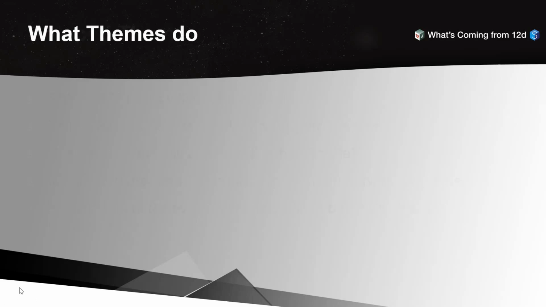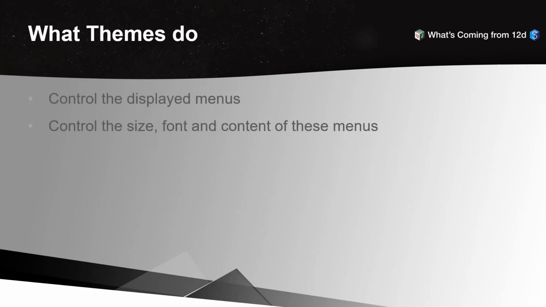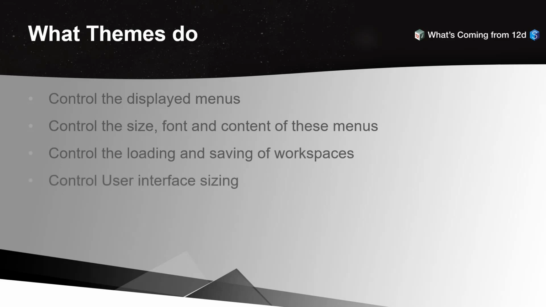So what do the themes actually do? Well, they control the displayed menus on a theme. They control the size, font and content of these menus. They control the loading and saving of workspaces on selection of themes. They control the user interface sizing, so the size of your iconography.